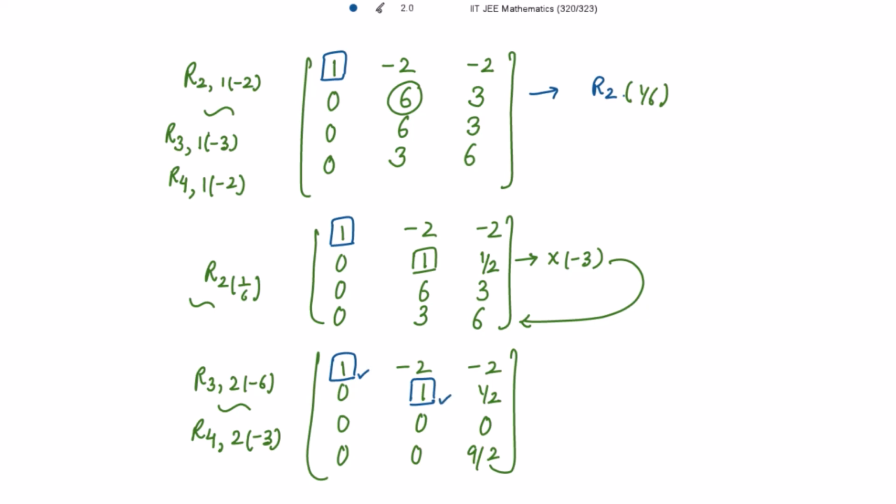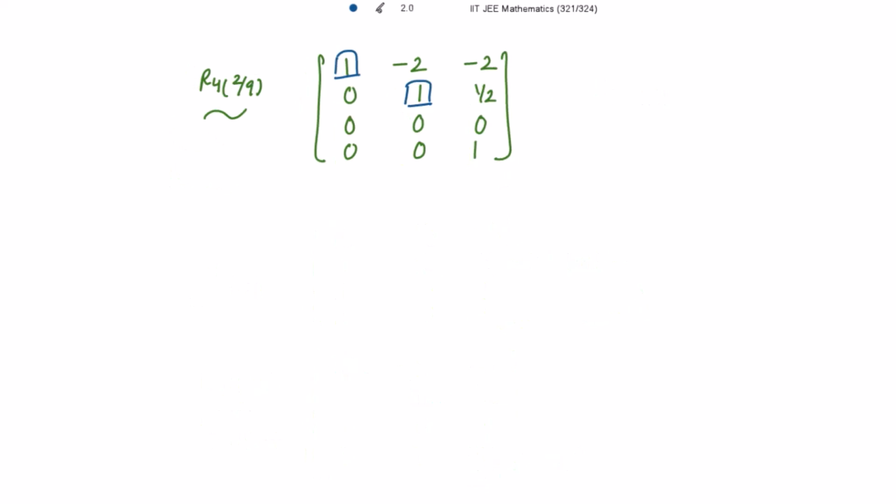Now for the third row, I'm not having any non-zero element, so there could be no leading entry for the third row. For the fourth row, just try to make this as 1 by multiplying the elements of the fourth row by 2 divided by 9. Up to this is okay. But to have more beautiful entries, we can also change this negative 2 to 0.